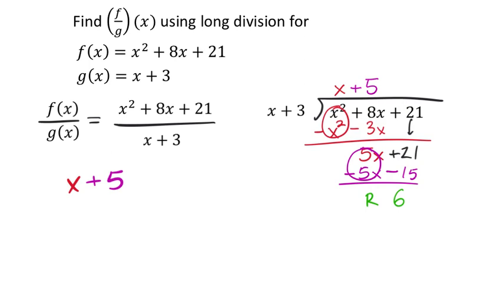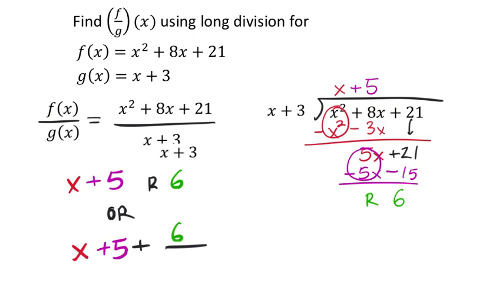So x plus 5 is our quotient, but our remainder is 6. Or you could write it as a full expression with x plus 5, and then your remainder is just added to it. Well, the remainder was 6, and it would be 6 over whatever the denominator was in the beginning. So this is how we would want to see the division here. Otherwise, it'd be really ugly at least.